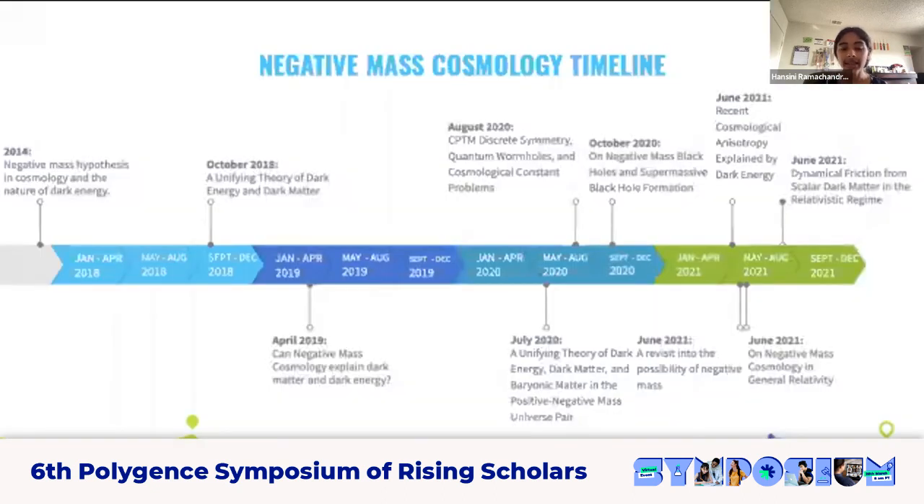And here is a negative mass cosmology timeline I created. As you can see, the paper published in 2014 was a Farnes article, so that was the very first time negative mass cosmology had been explored. Over all the other papers I read, there were only small modifications to this Farnes model, and most of the papers were describing different astronomical and classical concepts using this cosmology.